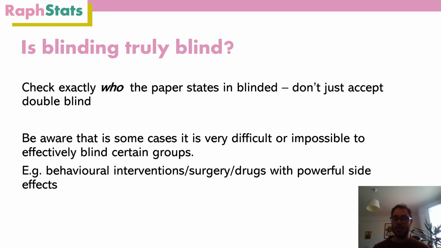So in some cases you can say, look, this is a source of bias, but it's a reasonable source of bias because there's no real other way of running the study.